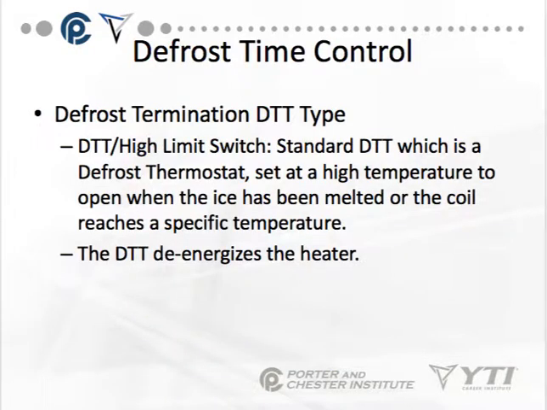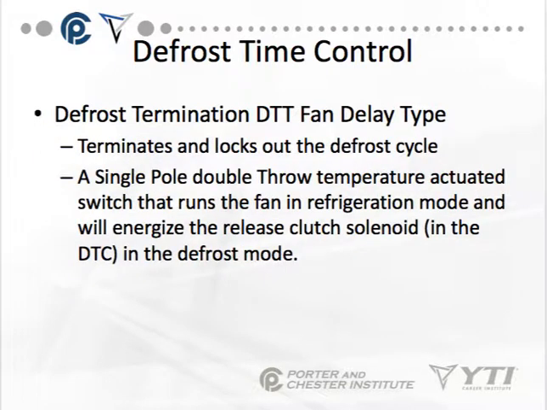So the DTT, which is the defrost termination DTT type, is a high limit switch. The standard DTT is a defrost thermostat. It's set to high temperature to open when the ice has been melted or the coil reaches a specific temperature. The DTT also de-energizes any heaters if it's an electric heat defrost. We want to make sure that the electric heat shuts off if the coil temperature gets too hot.